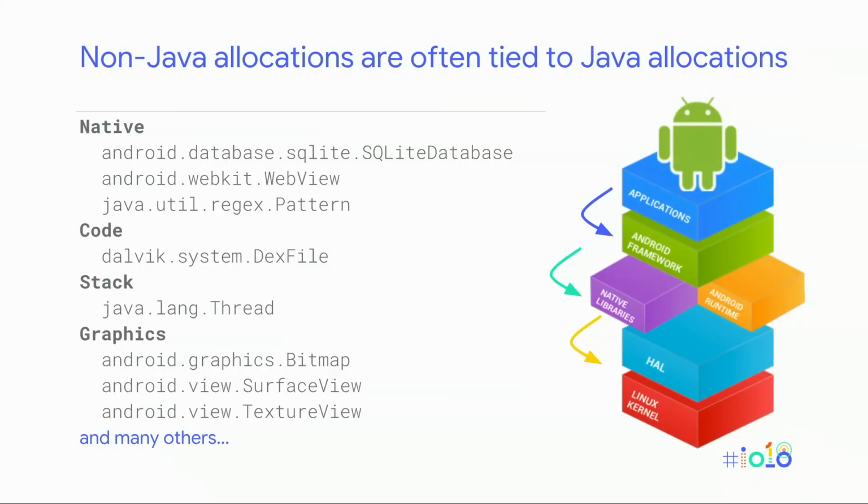If you have thread instances on your Java heap, that's going to be associated with stack memory. And if you're using bitmaps or sometimes surface views or texture views, that can lead to graphics memory use. And there are many others. So if you're focusing on your Java heap, you're worried it's not going to help anywhere else. That's not true. Optimizations on your Java heap are going to help with other memory categories as well.